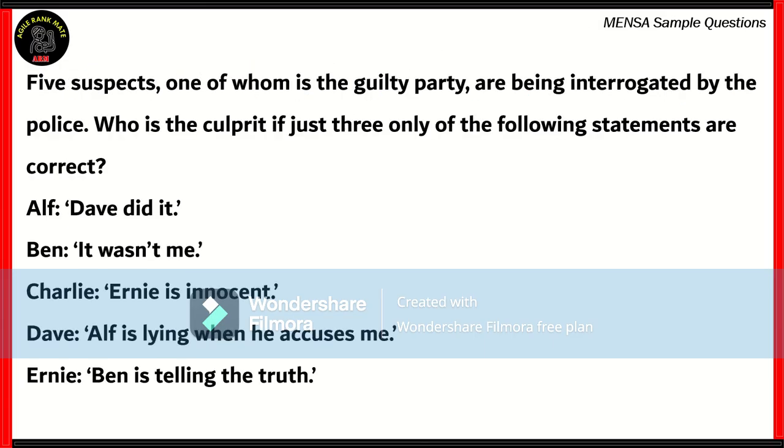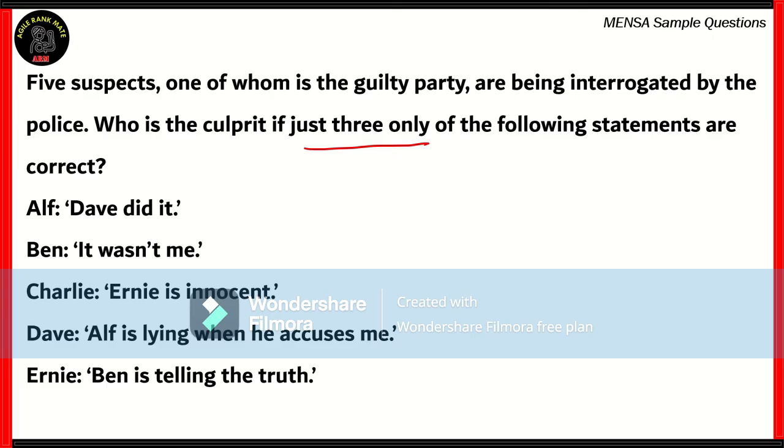Now let's look at the last question for today. We have 5 suspects, and one of whom is guilty. They are being interrogated by the police. Who is the culprit if just 3 only of the following statements are correct? So we have 5 suspects giving in their statements, and the police are deducing that only one of them is guilty. We need to find out who is guilty based on the assumption that only 3 statements among the suspects are true.